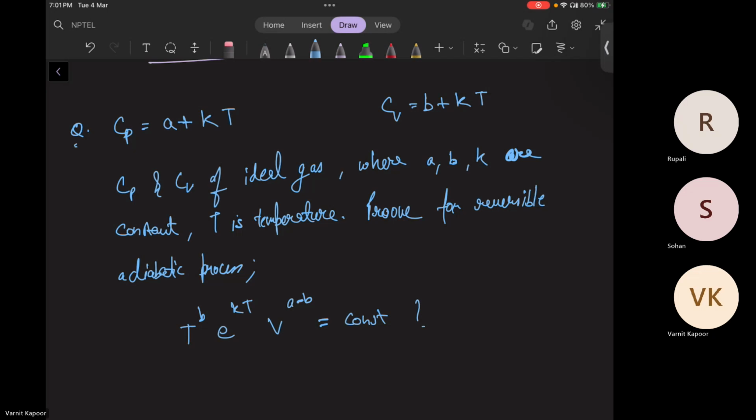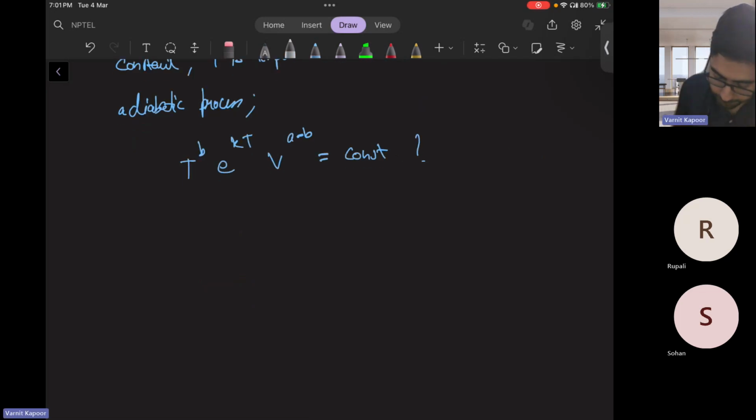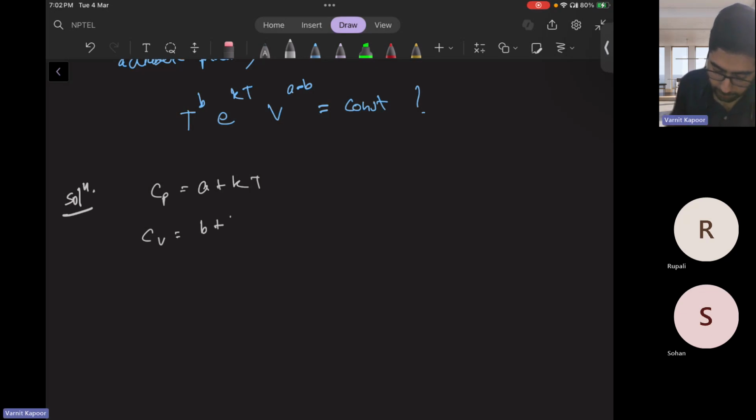Okay, I think a few of you have done this. All right. So let's discuss the solution to it. It's a pretty simple question to do. Since it's given that Cp is A plus Kt and Cv is B plus Kt, you do Cp minus Cv, that is R, you know that.